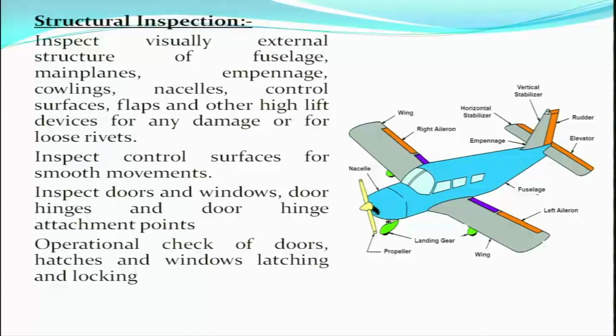So, the entire surface, the entire external structure of the fuselage, the main plane, empennage, cowlings, nacelles, control surfaces, flaps and other high lift devices, they need to be checked for any damage, loose rivets on the skin. Inspect control surfaces for smooth movements. Now, the control surfaces need to be checked whether the surfaces are moving freely, the surface movement is smooth, there is no binding. Inspect doors and windows, door hinges and door hinge attachment points.